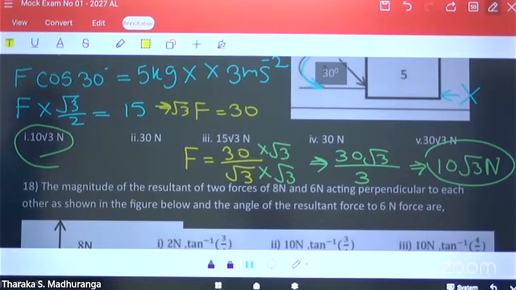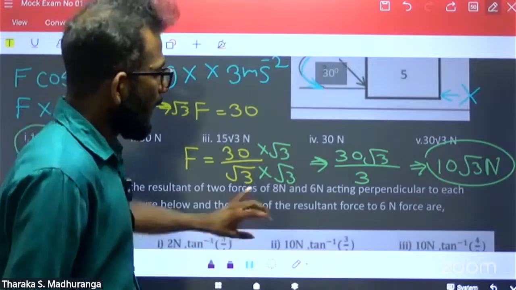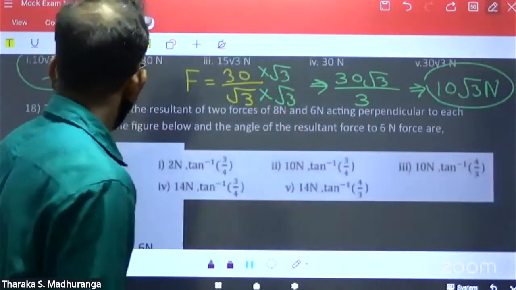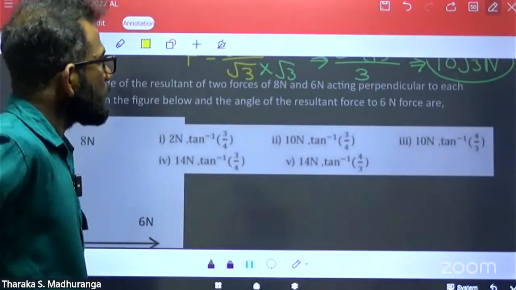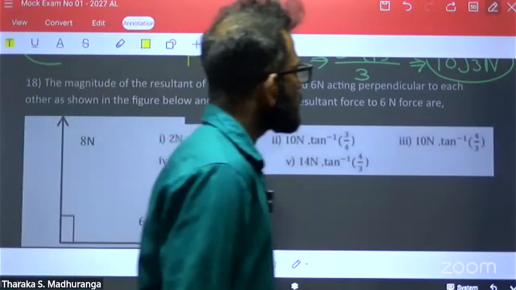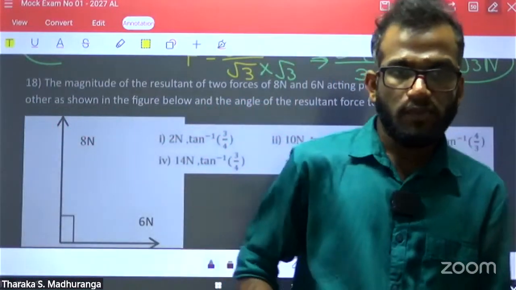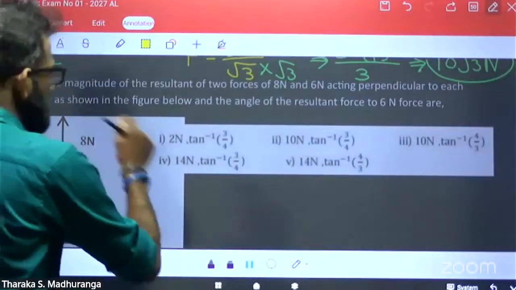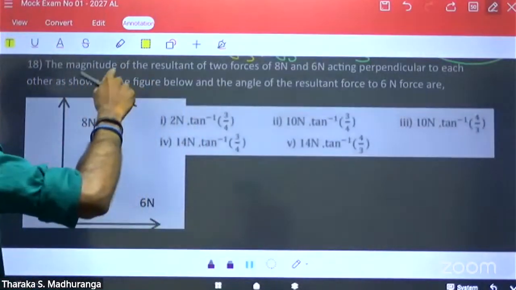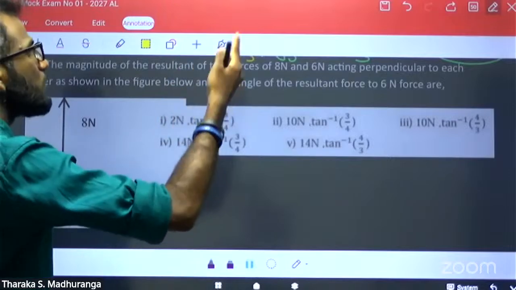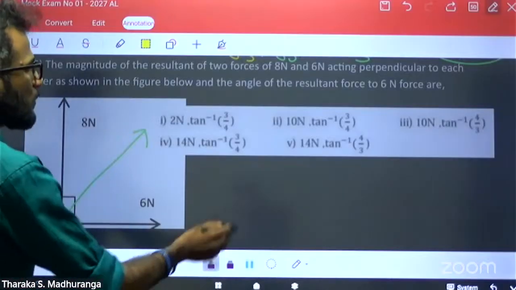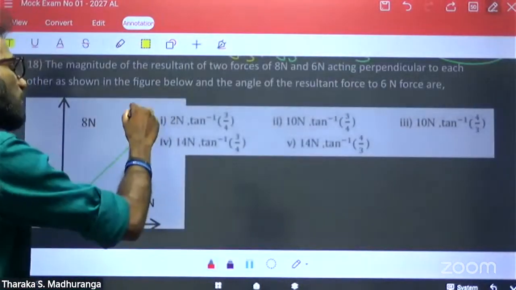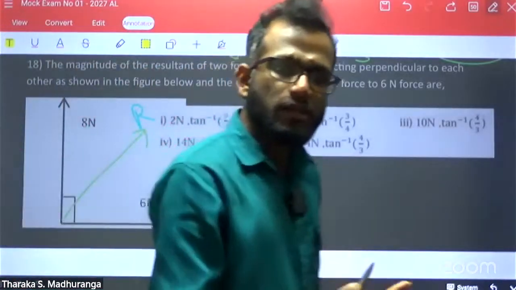The magnitude of the resultant of two forces of 8 Newton and 6 Newton acting perpendicular to each other is shown in the figure below. The angle of the resultant force to the 6 Newton force is? Very good question. First of all, the question asks, what is the magnitude? The R, you can get, what is the equation?